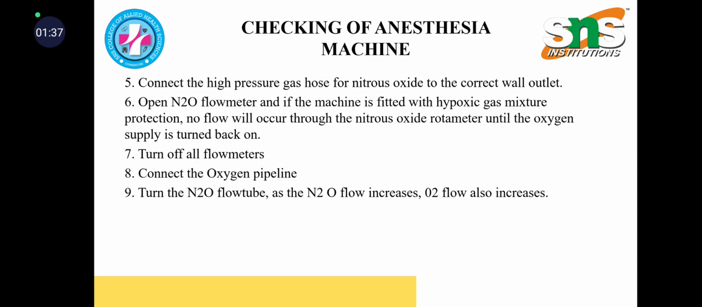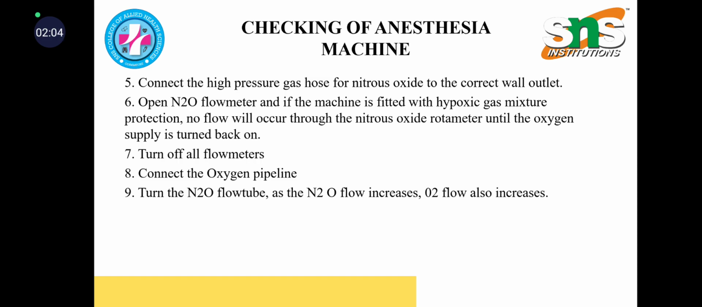Connect the high pressure gas hose for nitrous oxide to the correct valve outlet. Open the nitrous oxide flow meter, and if the machine is fitted with hypoxic gas mixture protection, no flow will occur through the nitrous oxide rotameter until the oxygen supply is turned back on. Turn off all flow meters.